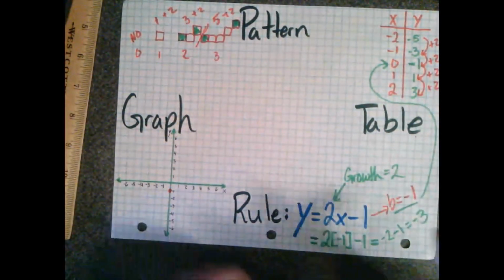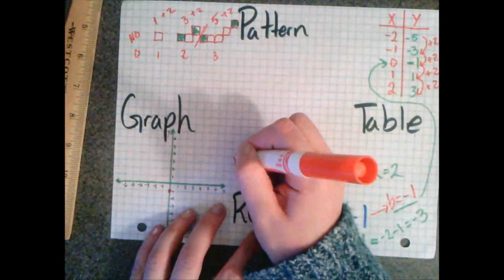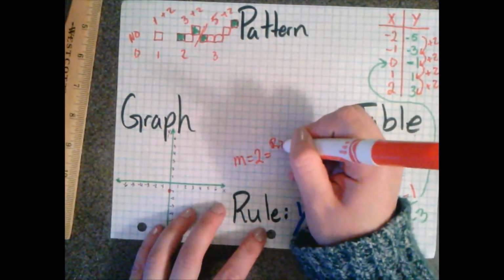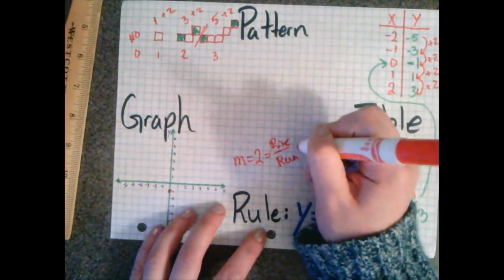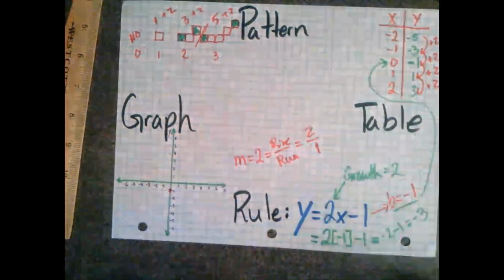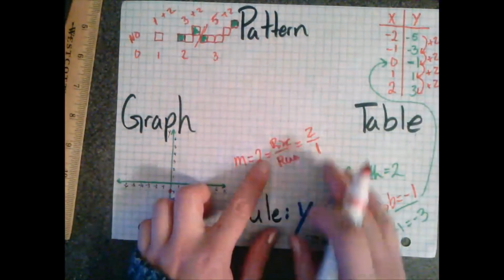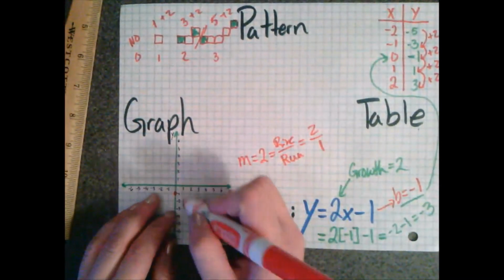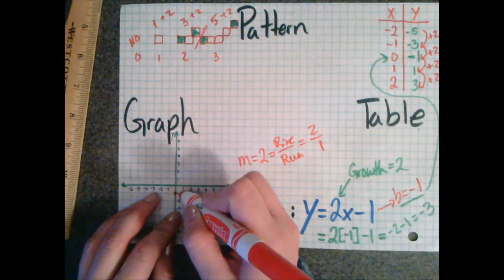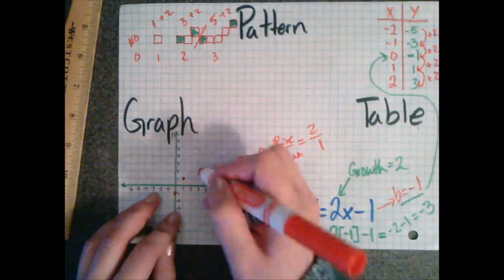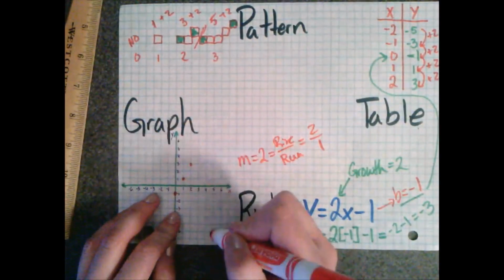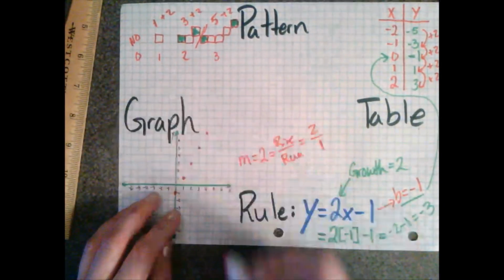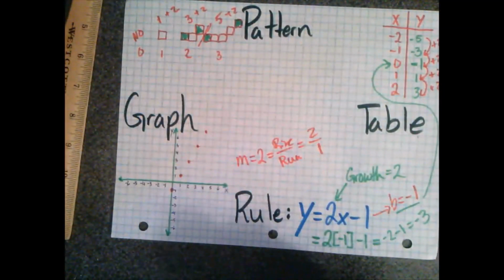So my growth is m equals 2, which means that my rise over my run is 2 over 1. Okay, remember, whole number, you just put it over 1. So I'm going to go run 1, rise 2. Run 1, rise 2. Run 1, rise 2. Run 1, rise 2.